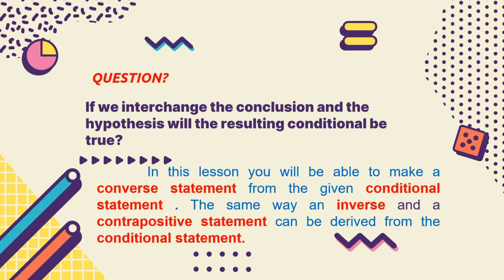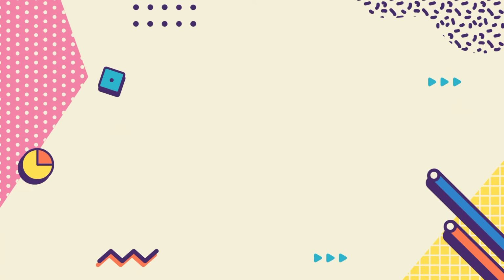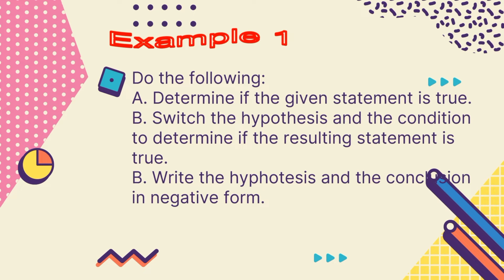In this lesson, you will be able to make a converse statement from the given conditional statement. In the same way, an inverse and a contrapositive statement can be derived from the conditional statement. Let's take this example. You have to do the following. Determine if the given statement is true. Switch the hypothesis and the conclusion to determine if the resulting statement is true. Write the hypothesis and the conclusion in negative form.